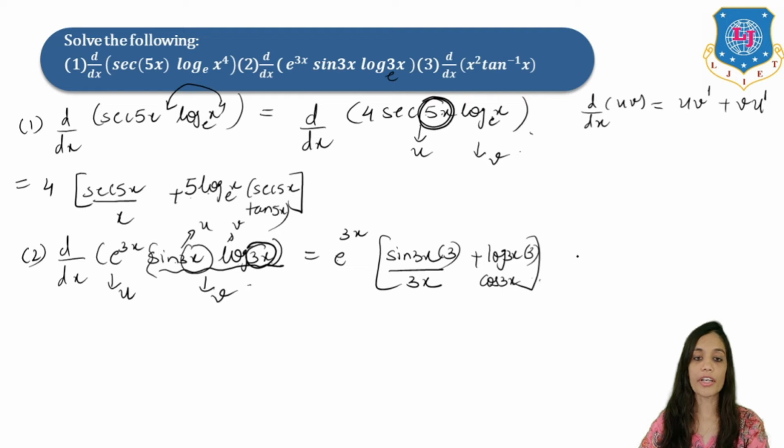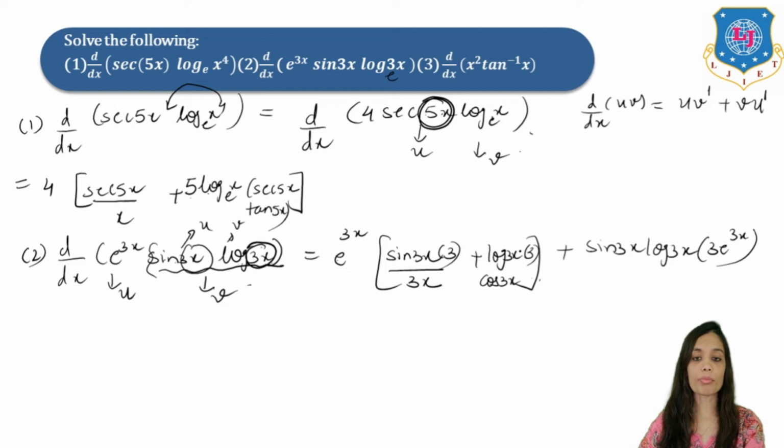So we have simplified. Now keep these two terms as it is, that is sine 3x into log 3x, this will remain as it is. Derivative of e raised to 3x will be 3 e raised to 3x. Fine.